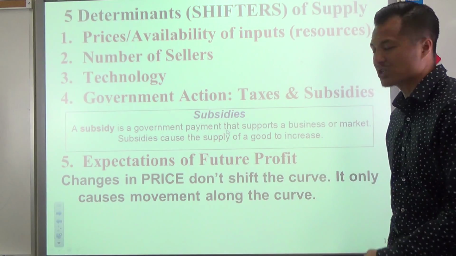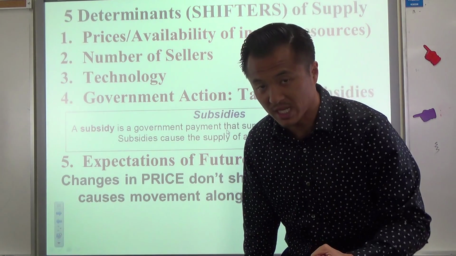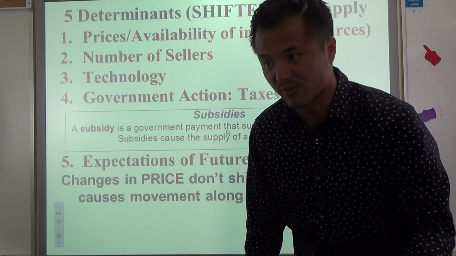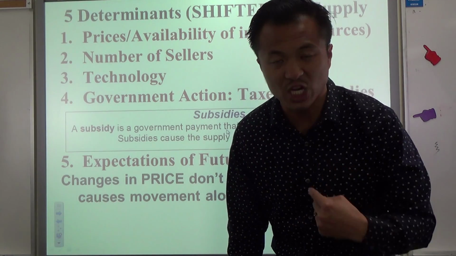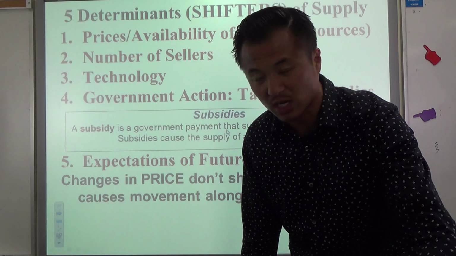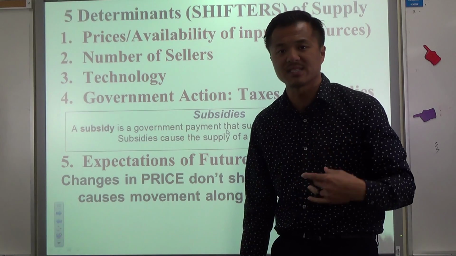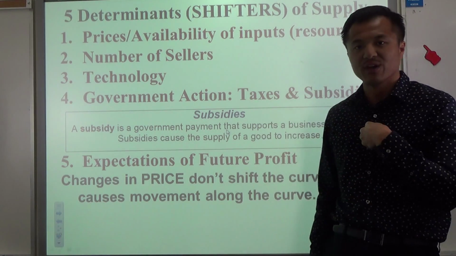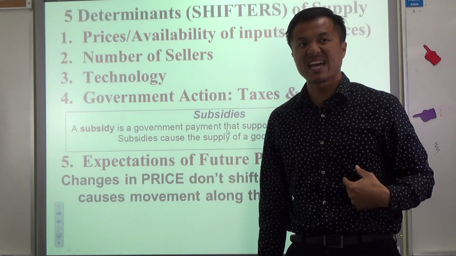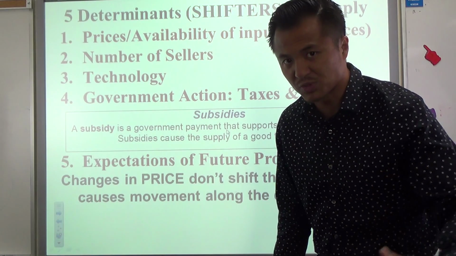Number 4, government action, taxes and subsidies, okay? So taxes is when the government takes away money, and subsidy is when the government gives somebody money. So for instance, if the government decides to increase corporate taxes, so they take more money away from me as a seller, what is going to happen? You're going to see a decrease in supply because it's becoming more expensive for me to produce something, right? If the government is going to take away money, that means I have less money in my pocket. That means I have less money to make and produce things.